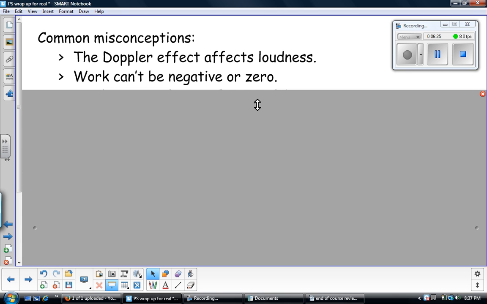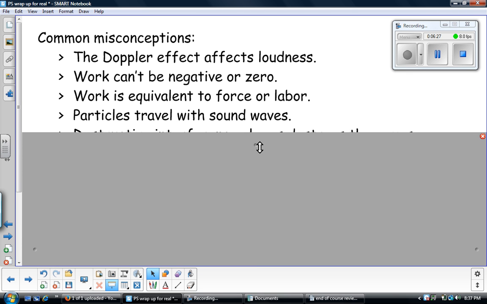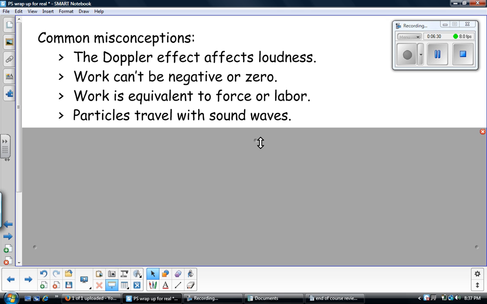Let's ignore that one for right now. That's from a previous chapter. Ignore. Okay, particles travel with sound waves.